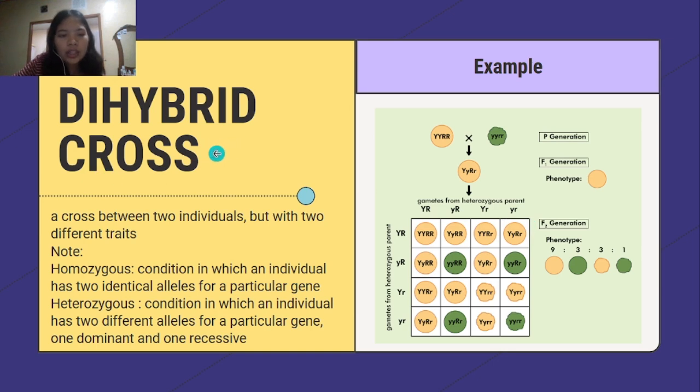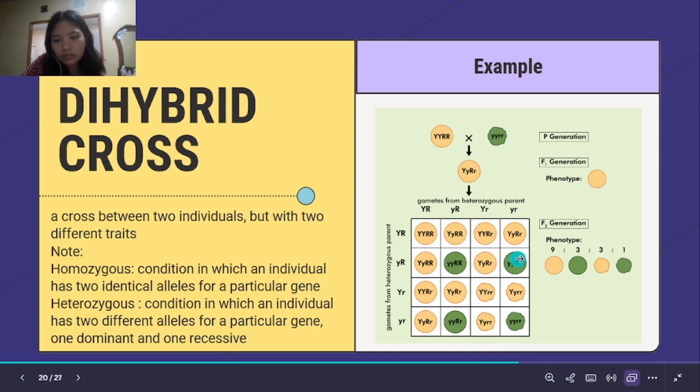And let's go to dihybrid cross. A dihybrid cross is a cross between two individuals with two different traits. And there are two conditions in dihybrid and monohybrid crosses. The first is homozygous, the condition in which an individual has two identical alleles for a particular gene, while the heterozygous condition is one in which an individual has two different alleles for a particular gene, one dominant and one recessive. This is the table of dihybrid cross.